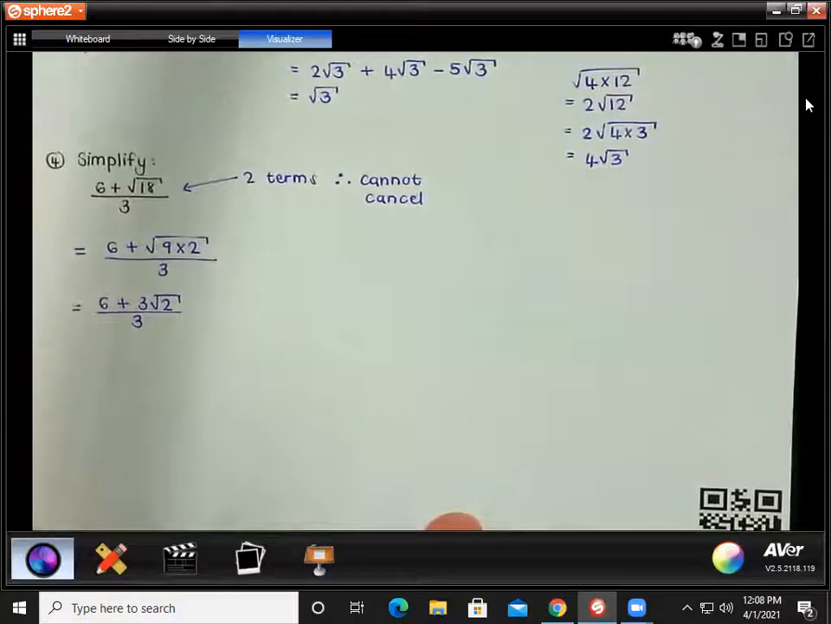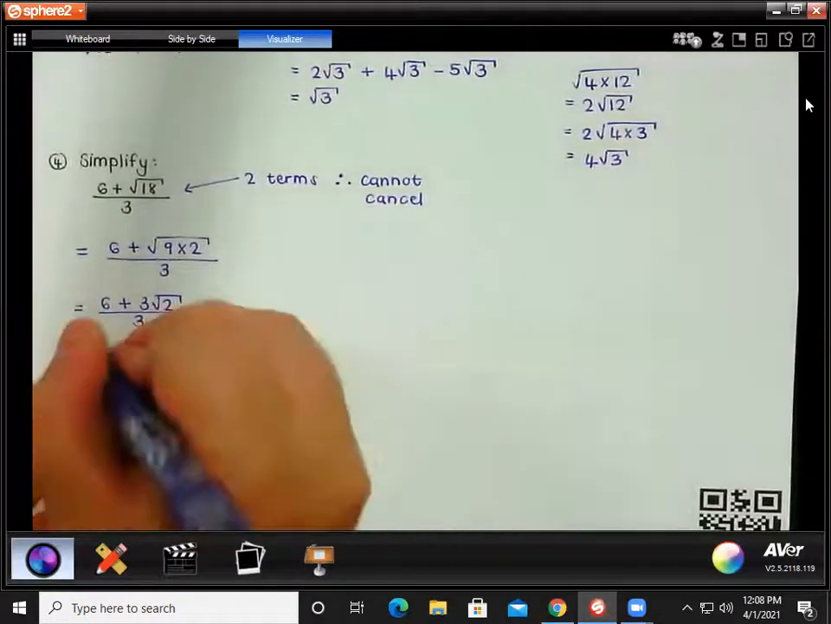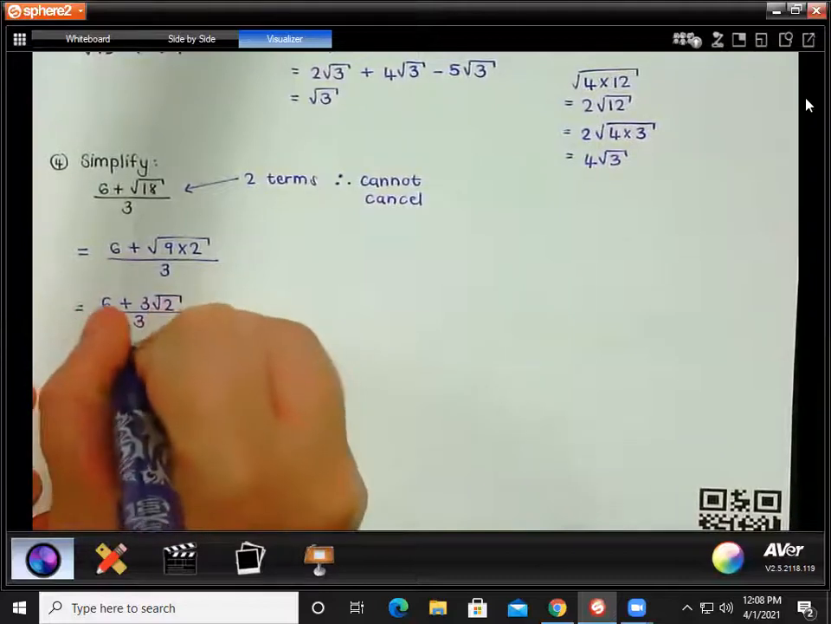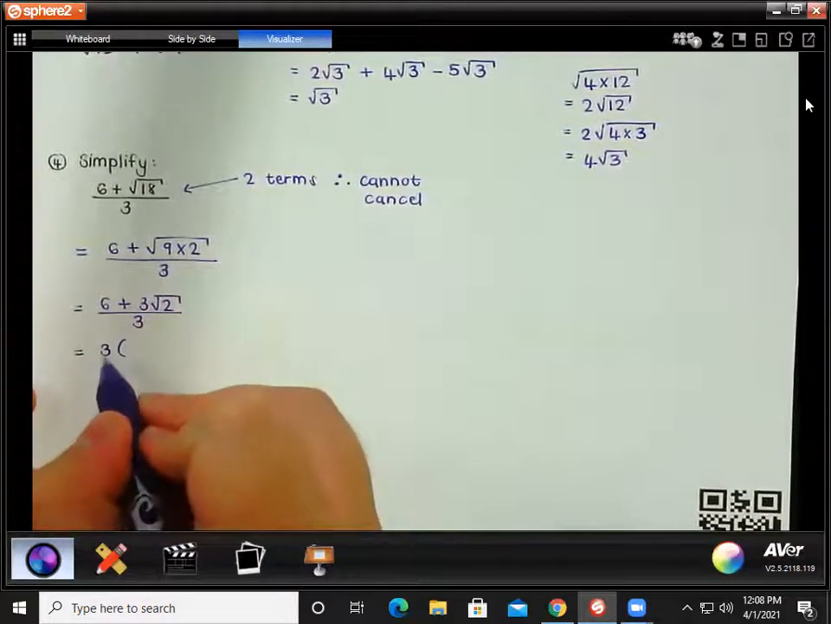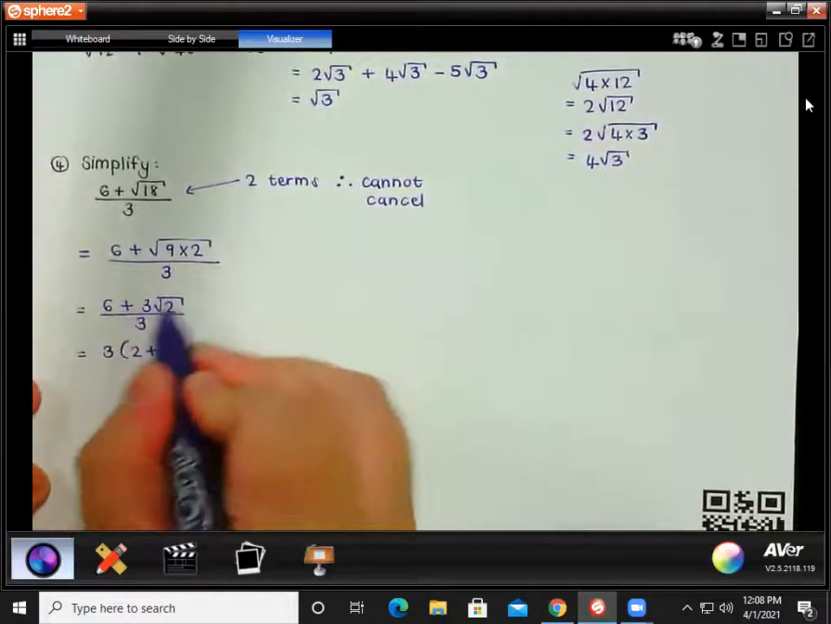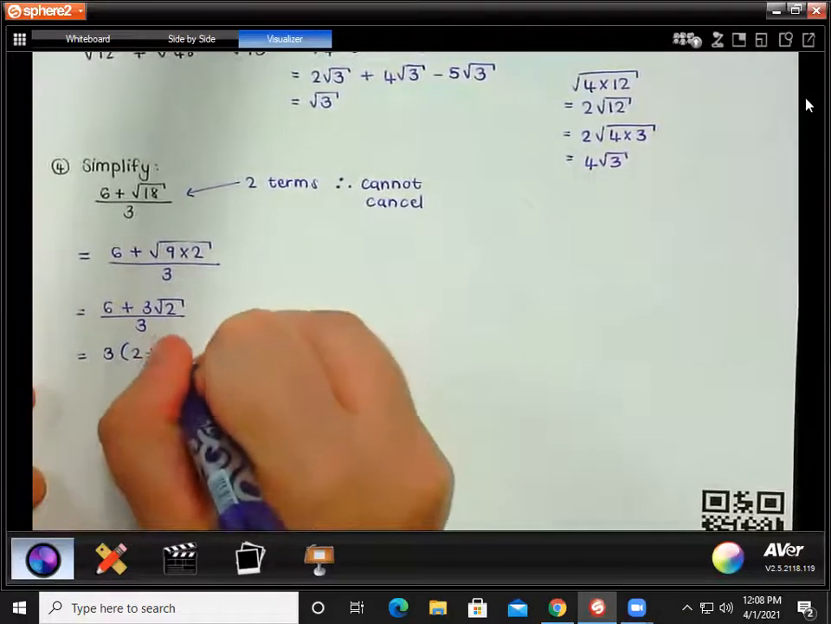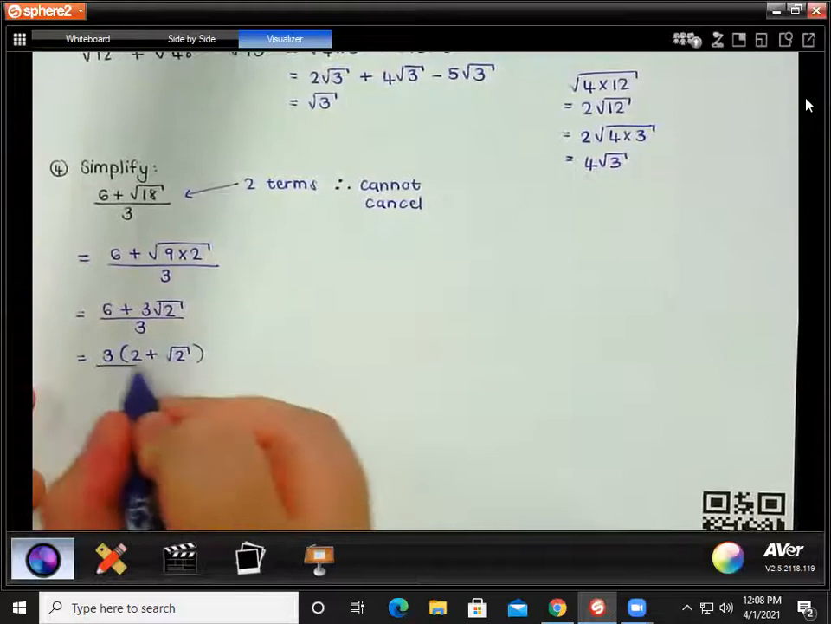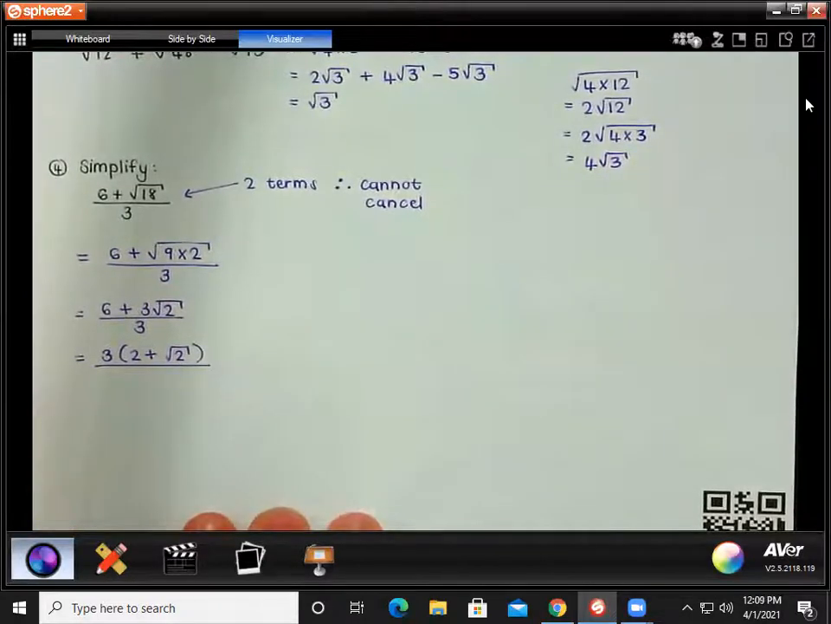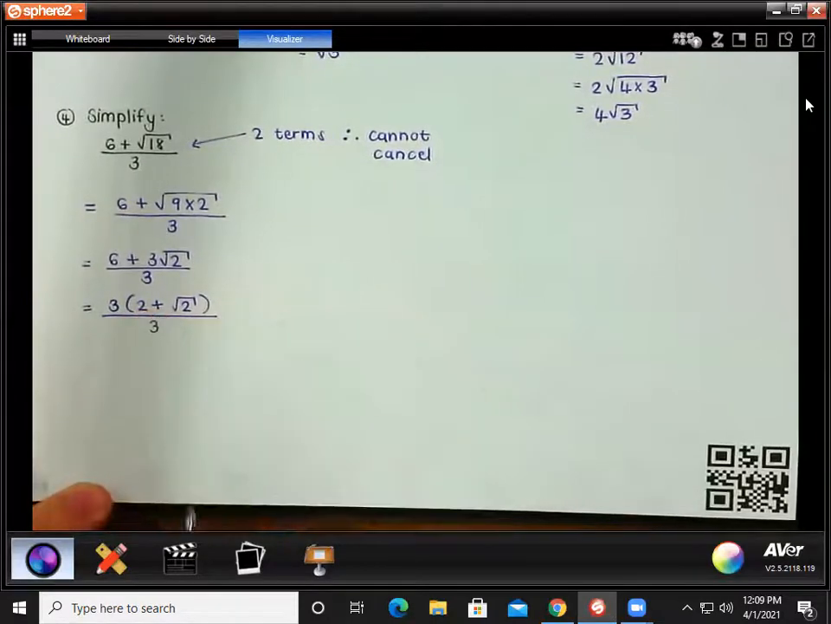Do I now have a common factor? Yes. Now I have a common factor of 3 in those two terms. Do we see that? 3 goes into 6 and into 3 root 2. So we can now take out 3 as a common factor. What is 6 divided by 3? 2. Plus 3 root 2 divided by 3 is just root 2, hey? So that is what's left when I divide both of those terms by the common factor, which is 3, and that was all over 3.